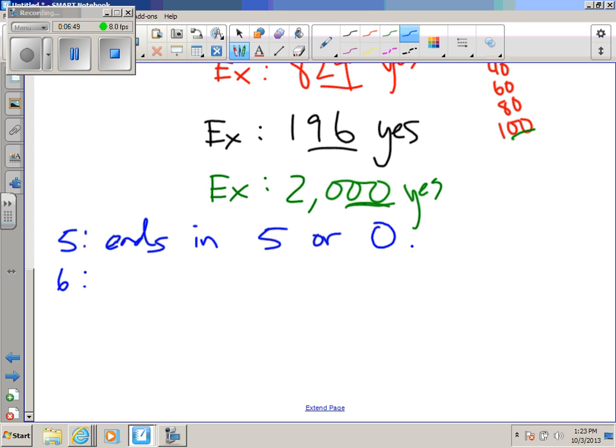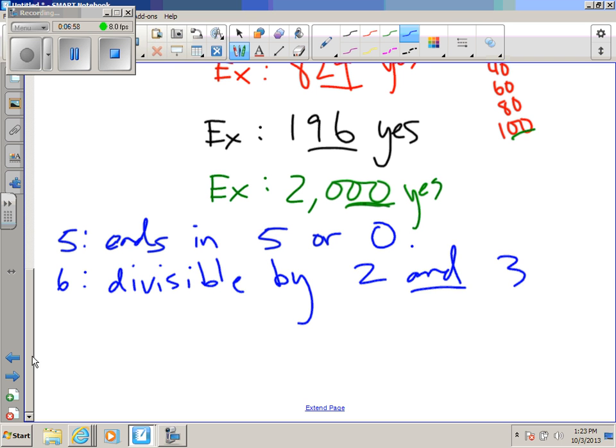6. If your number is divisible by 2 and 3, then it's also divisible by 6. Not 2 or 3, 2 and 3.